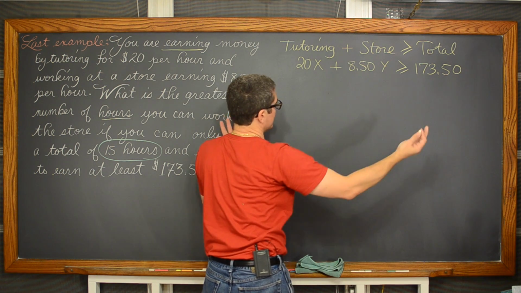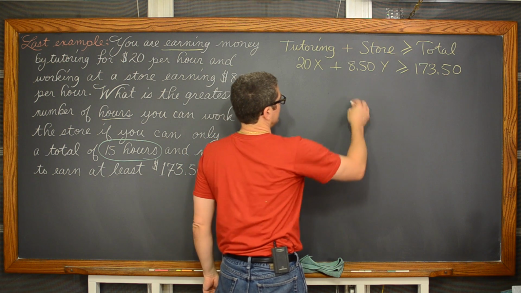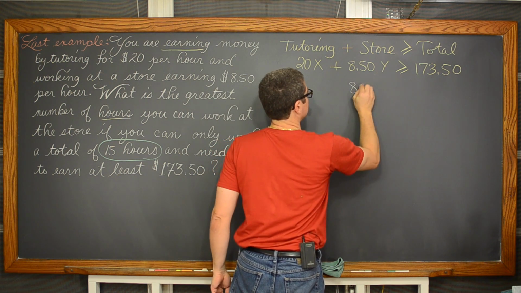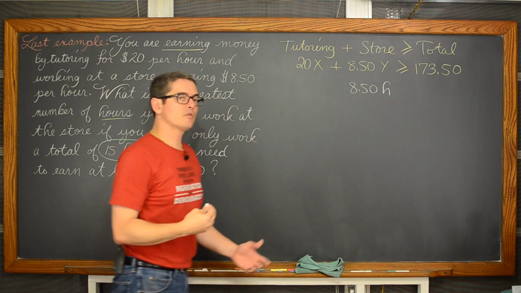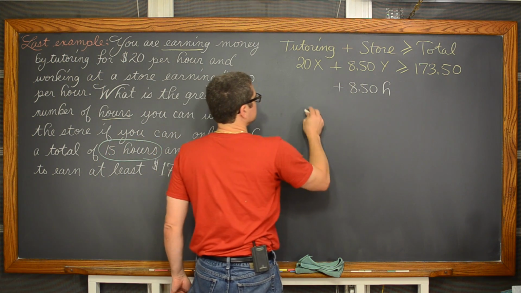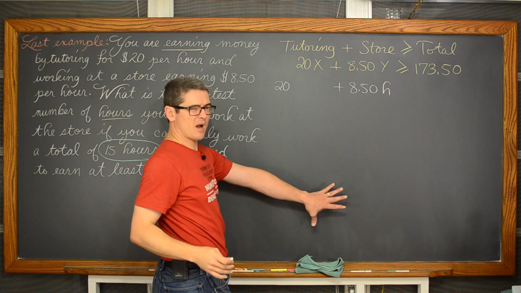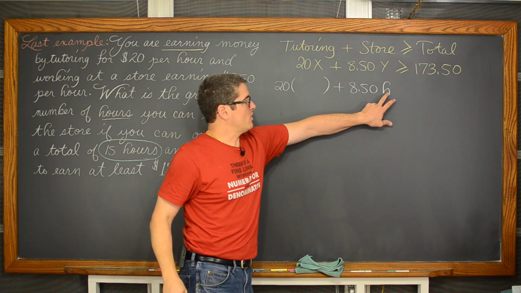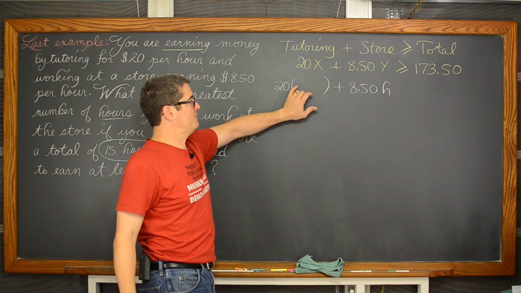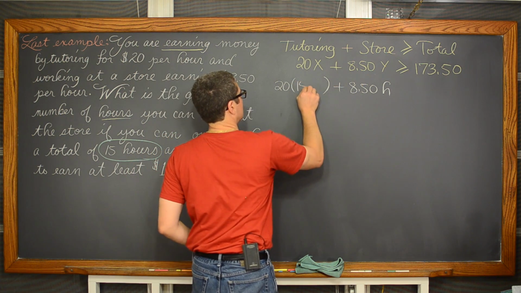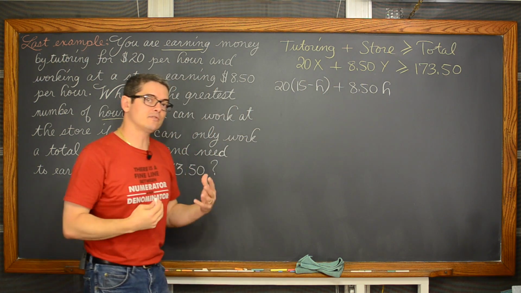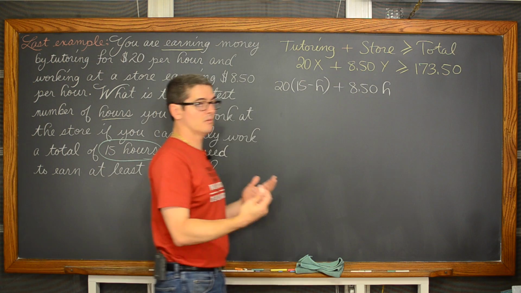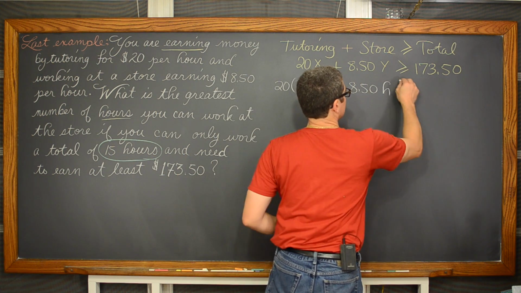or I guess I've already used X, right? So that's kind of a problem. Well, no, it's not. Let's use H for hours. 8.50 times H, the number of hours for the store. Well, for tutoring, remembering that pattern I probably shouldn't have erased yet, the number of hours that leaves me, whatever number of hours I work at the store, that's going to leave me 15 minus H for the number of hours I have left to tutor and try and earn this minimum income of $173.50. Or, remember, I can make that much or more would be okay.